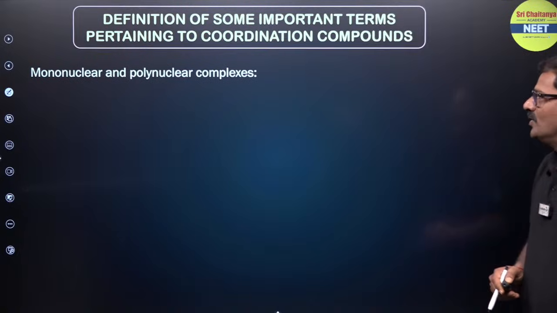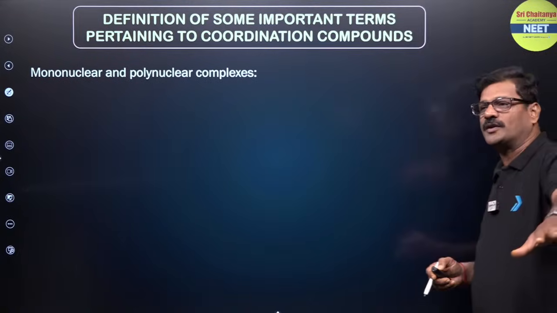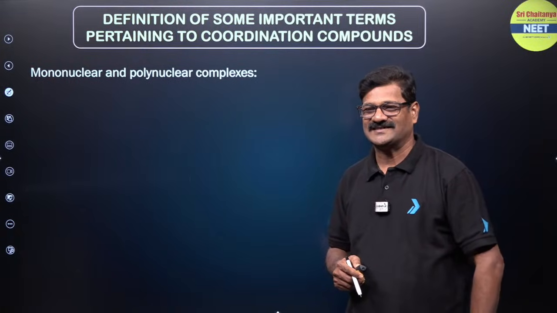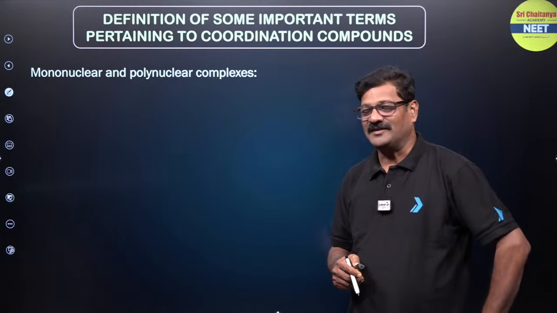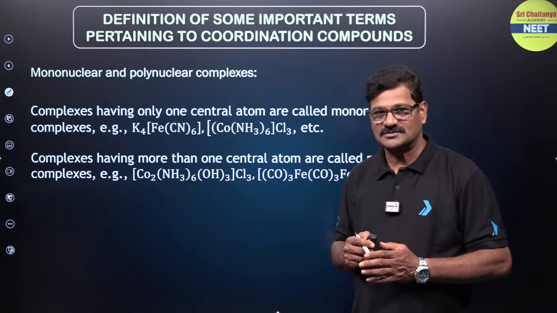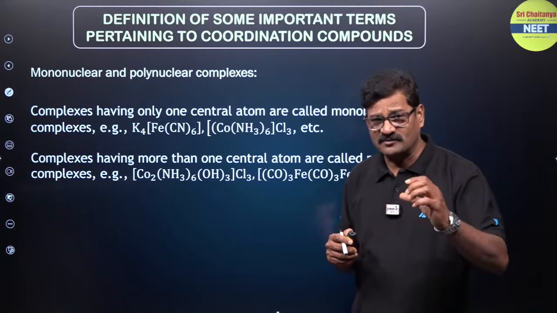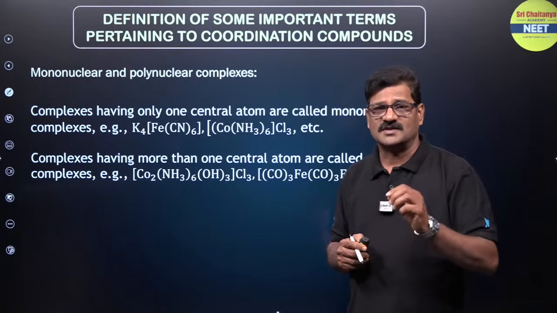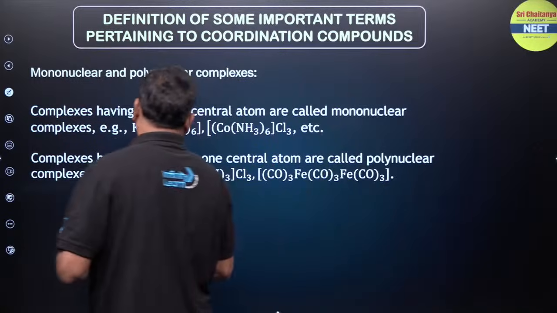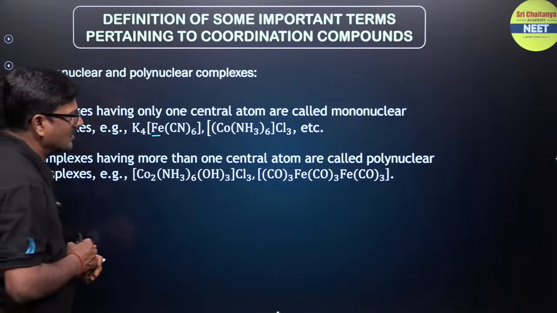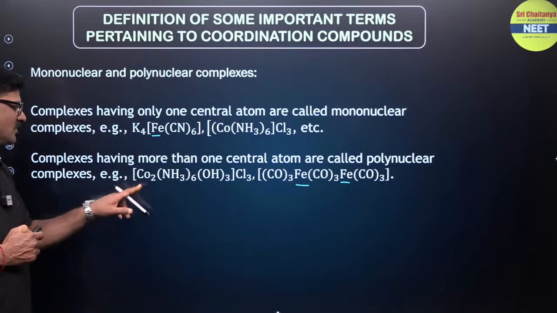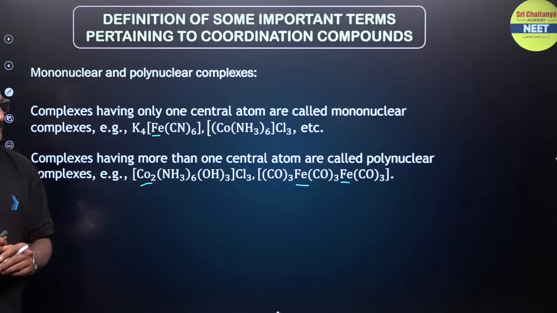And now mononuclear and polynuclear. Who is going to give the answer for this? Mononuclear and polynuclear. If the complex has only one central atom, that is called mononuclear. If the complex has more than one central atom, it is called a polynuclear complex. So you can say this is your mononuclear complex. If you can see, it is a polynuclear complex. Okay, Co2, two cobalts are there.